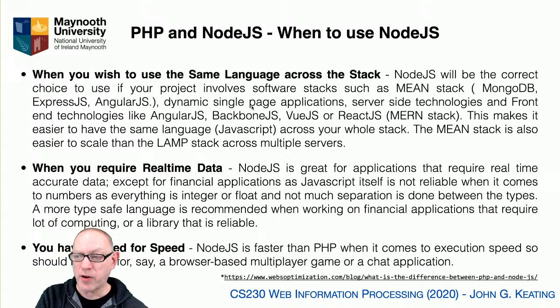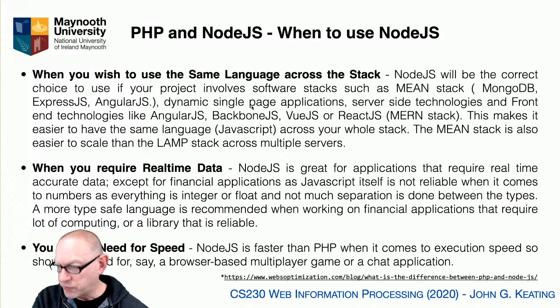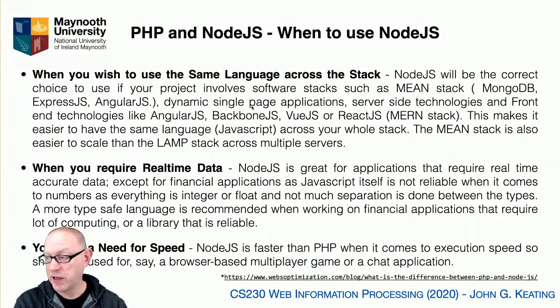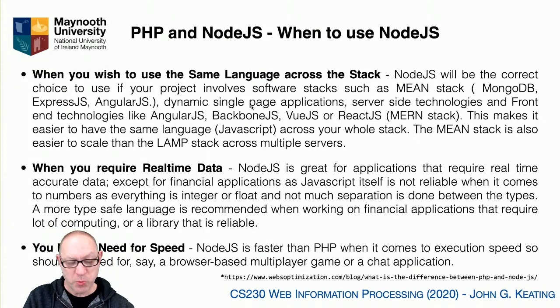So when you require real-time data, Node.js is great for applications that have real-time accurate data, except for financial applications. You tend not to use it out of the box for financial applications. That's because JavaScript itself isn't particularly reliable when it comes to numbers, as everything's an integer or float, and there isn't much separation between the types. A much more type-safe language is recommended when working on financial applications that require a lot of computing, or use some library that's really reliable, but then that might slow things down for you.